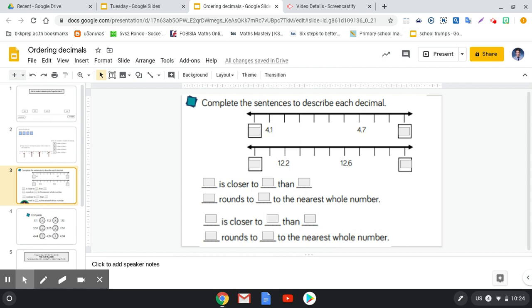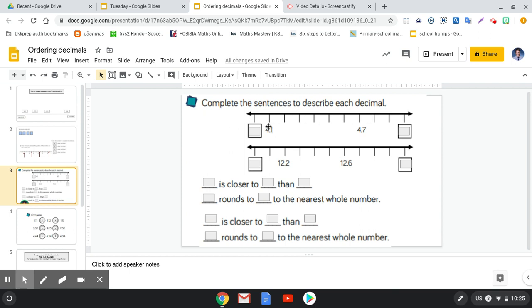So when you're rounding numbers and decimals in this case, it's always important to decide which two numbers the number comes between. So for example here, which two numbers does 4.1 come in between? What are the possibilities for rounding? So I'm going to complete the number line first to help me do that, and then I'm going to complete my sentences. So on this number line, I got 4.1 and 4.7.